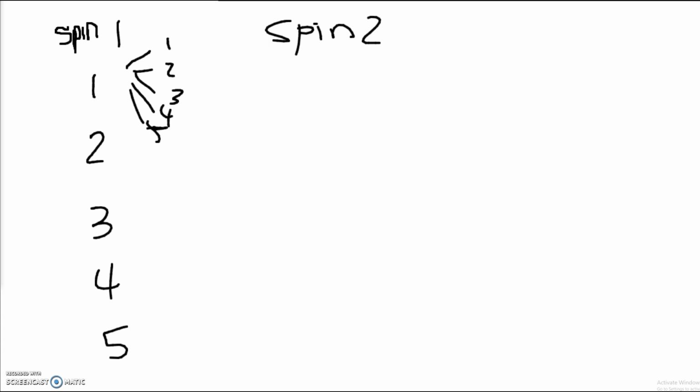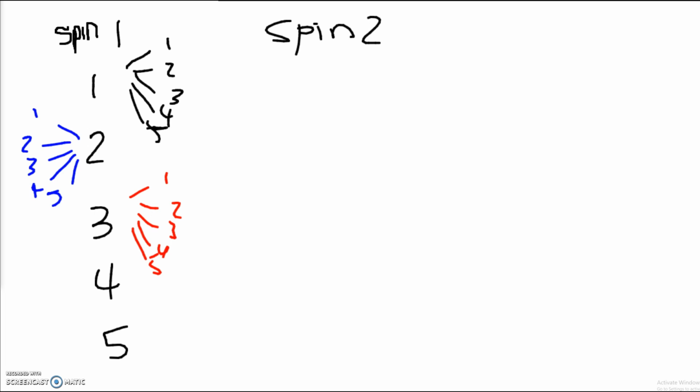If during spin number 1 we landed on a 2, during spin number 2, we still have the option of landing on a 1, a 2, a 3, a 4, or a 5. During spin number 1, if we landed on a 3, during spin number 2, we could land on a 1, a 2, a 3, a 4, or a 5. And this kind of pattern continues for spin number 2.